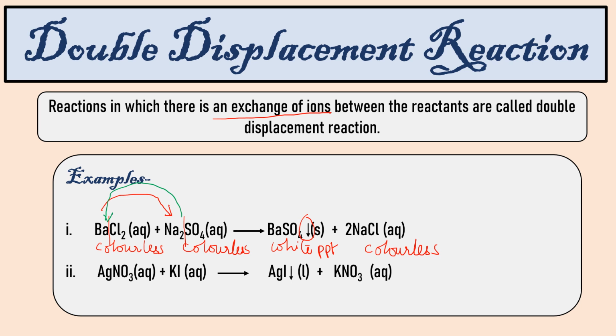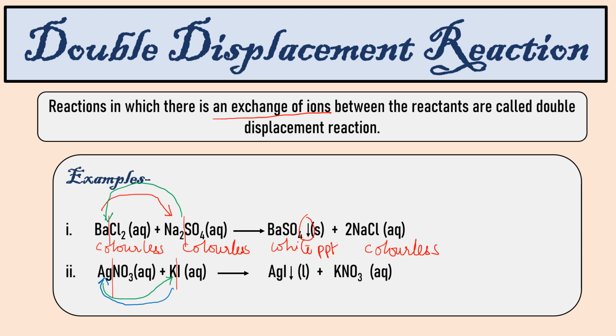Okay. Now let's see the next example, children. Silver nitrate. Again, we can break this into ions, silver ion and nitrate ion, and potassium iodide, potassium ion and iodide ion. Now again there is exchange. You can even do it on your own. Let me take a darker color. Silver ion takes the place of potassium ion, and what does potassium do? Potassium goes and takes silver ion's place.